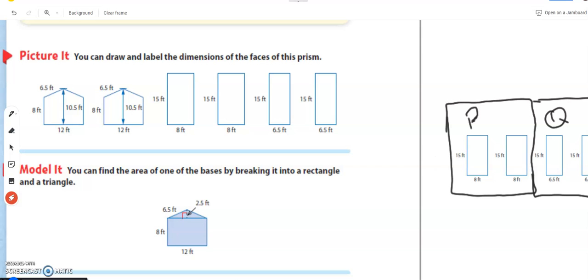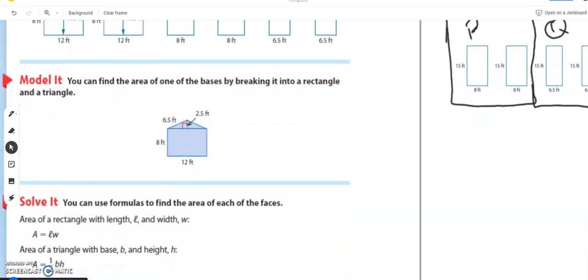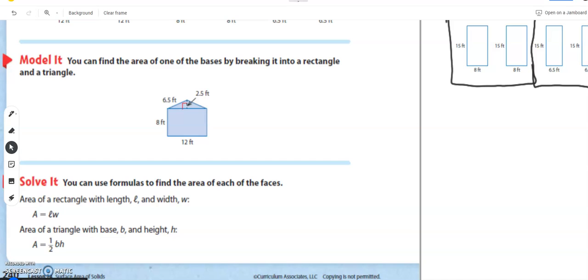In order to find the area of the base, the polygon, the pentagon in this case, you have to split it up into two pieces, one rectangle, one triangle. So we've got one rectangle, which is 8 feet by 12 feet. And we have a triangle, which is 2.5 feet tall in the middle, with 6.5 and 6.5 feet sides, and a 12-foot side at the bottom.